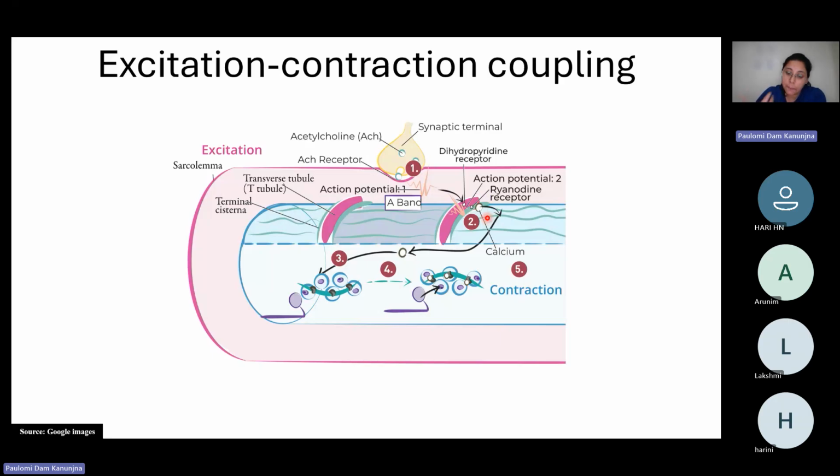These receptors are present on, where are they present? They are present on the sarcoplasmic reticulum. Now, what does the sarcoplasmic reticulum have? As soon as your RYR and DHPR, these two receptors, interact, your sarcoplasmic reticulum opens up and your calcium ions are released. Okay.